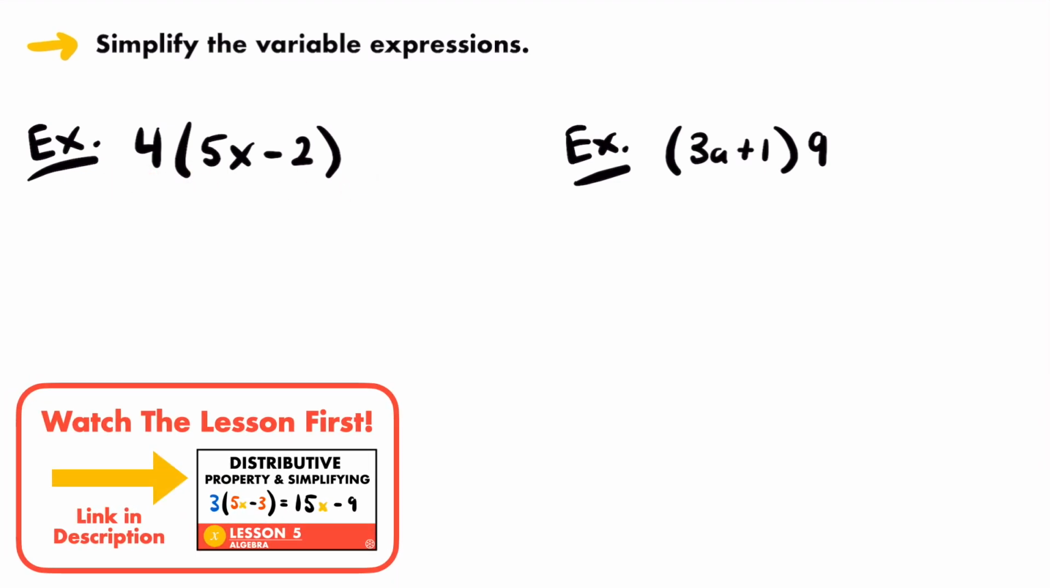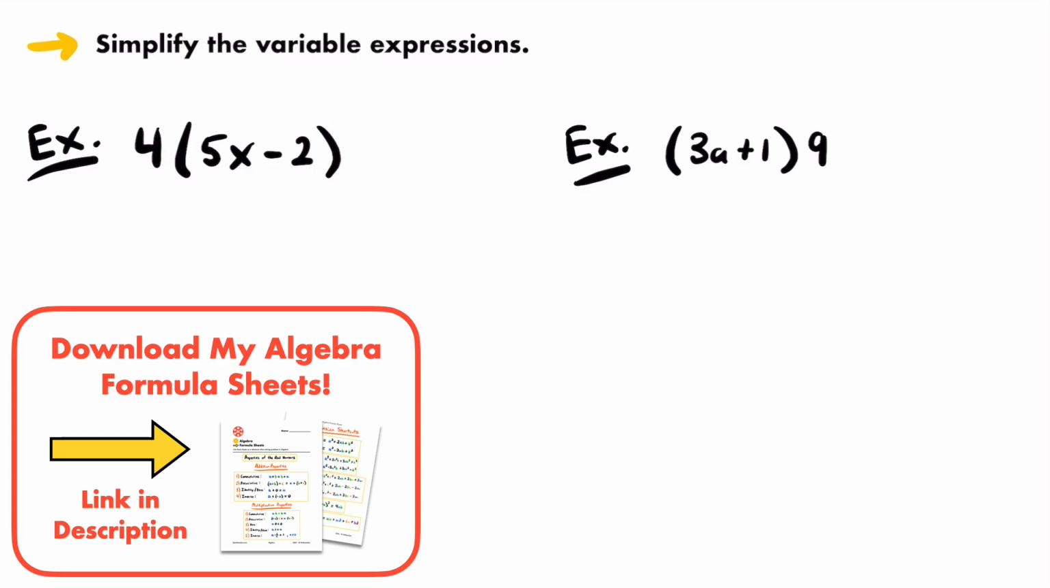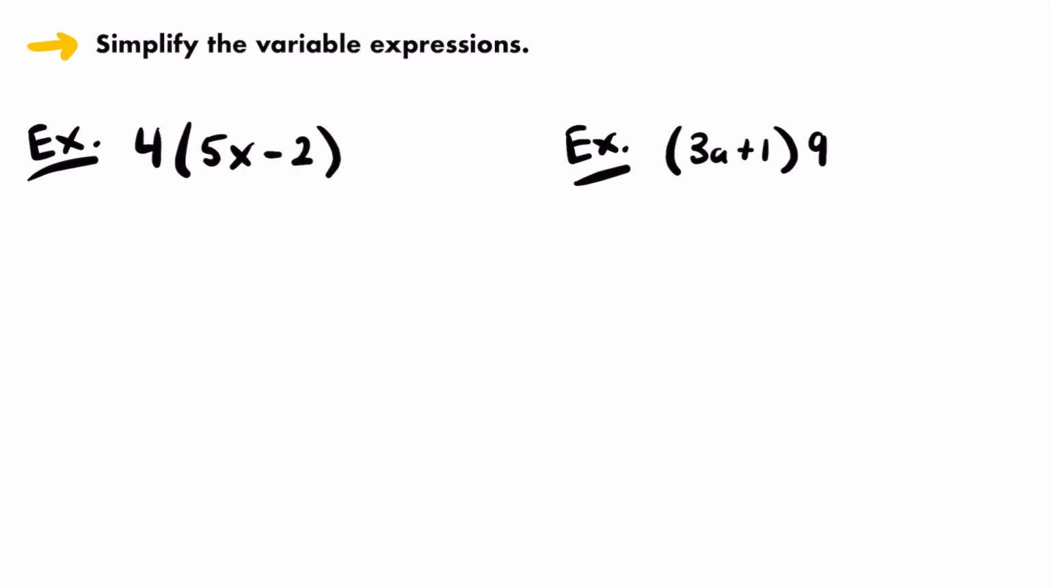We have 4 times the quantity 5x minus 2. Now, you know you need to use the distributive property because you have a number or a term being multiplied by a quantity or a set of parentheses that contains multiple terms inside of it. What the distributive property allows us to do is simplify an expression like this by taking that term on the outside and multiplying it by all of the terms inside the parentheses.